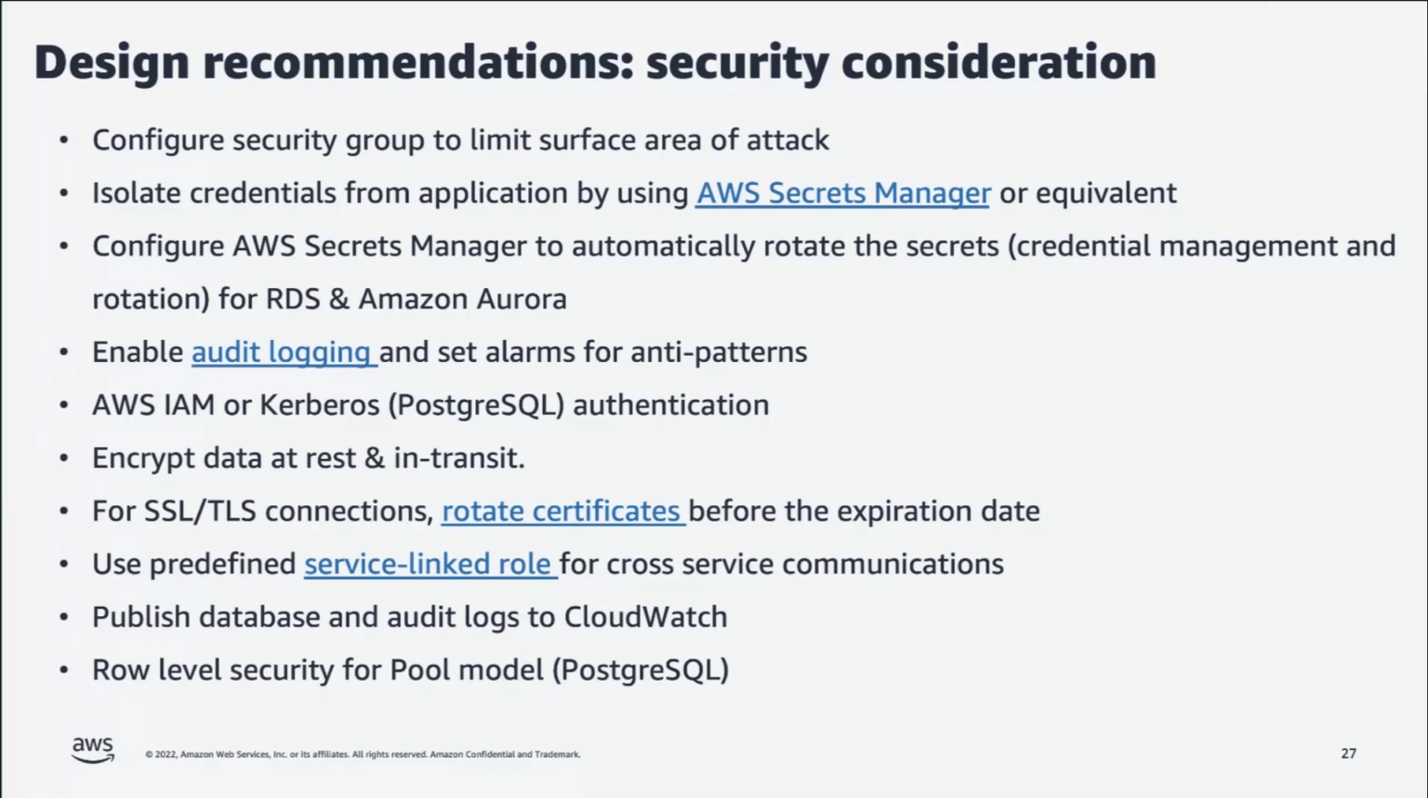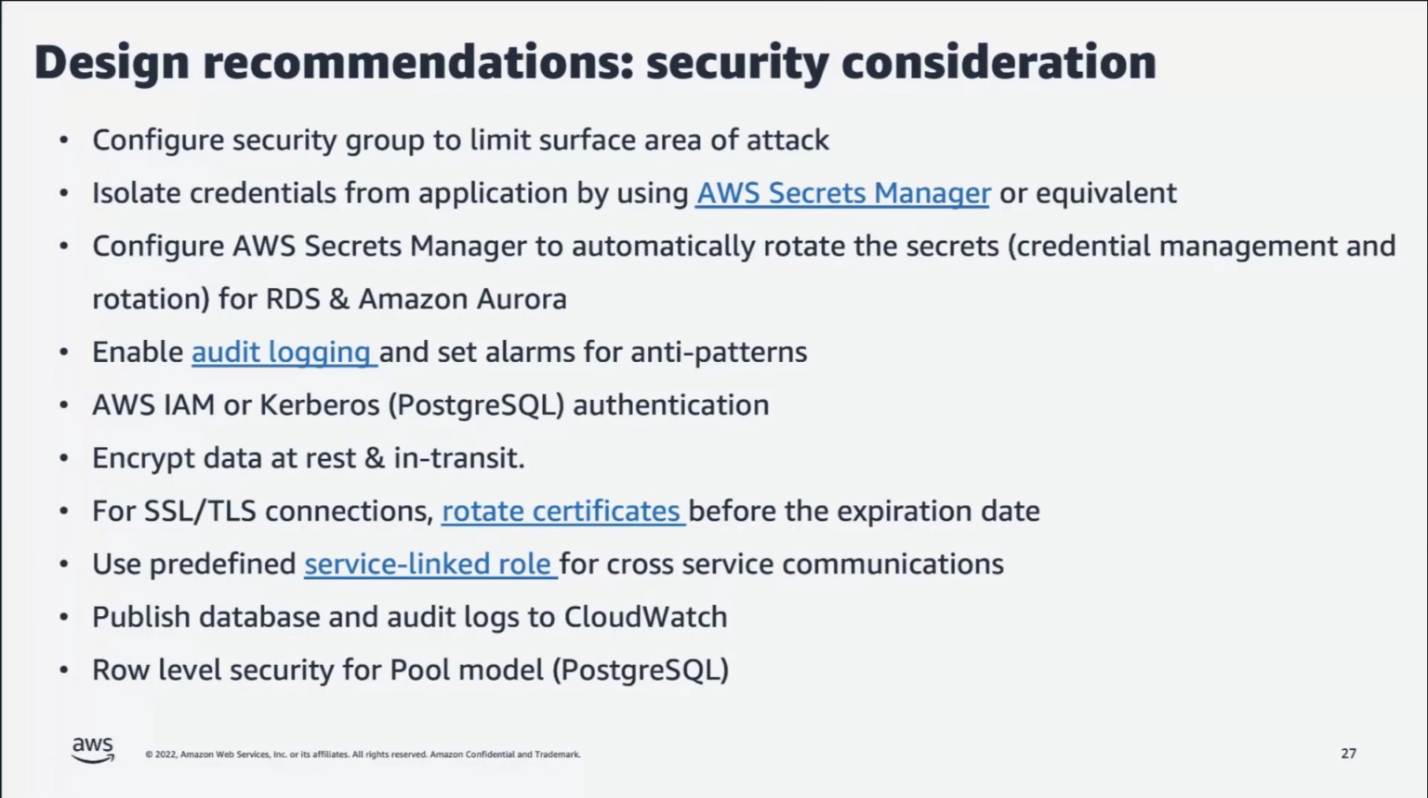Always encrypt your data at rest and in transit as a best practice. You can also use extensions such as pgcrypto in PostgreSQL to encrypt critical column data such as social security numbers, credit cards, etc. As best practice, consider rotating SSL or TLS certificates before they expire. Always use service-linked roles for cross-service communication with minimal permissions as needed.